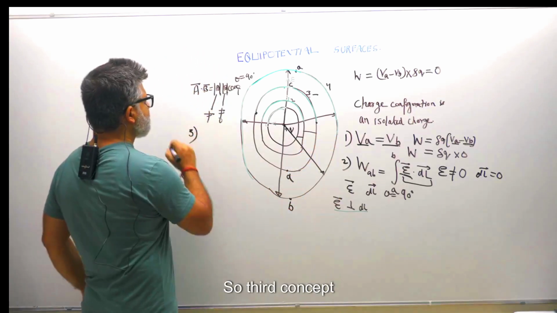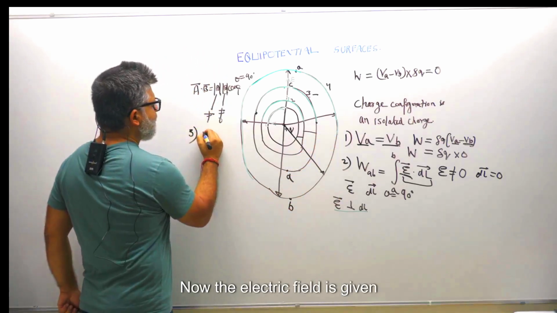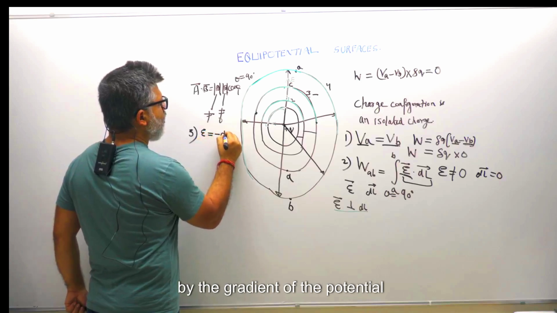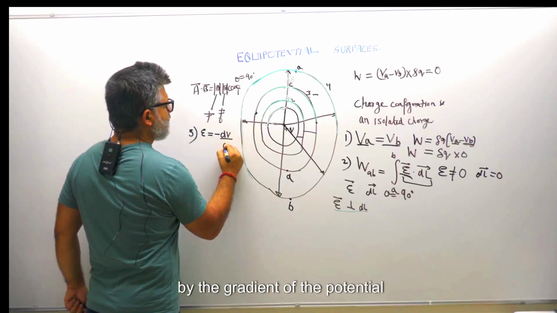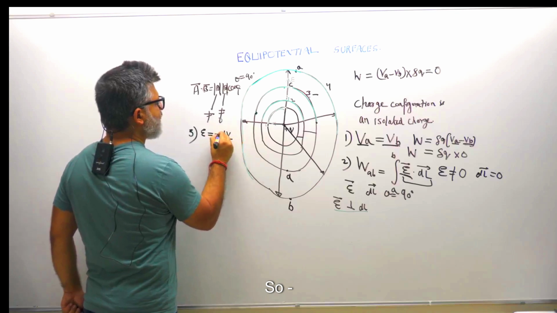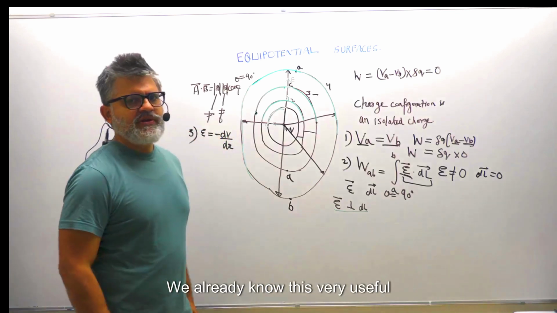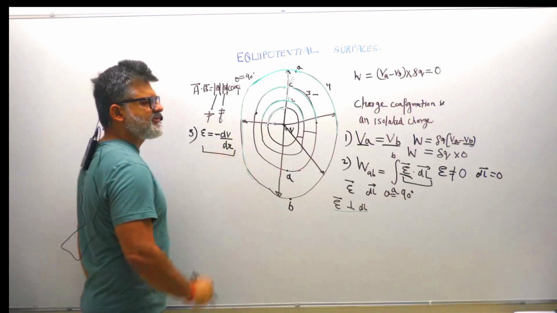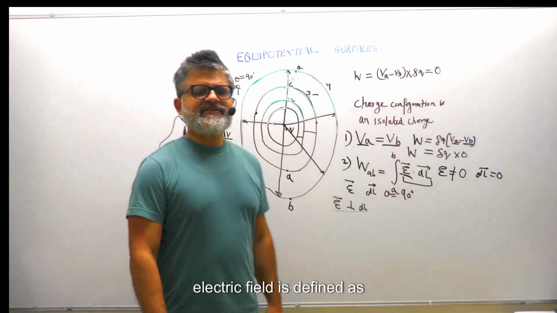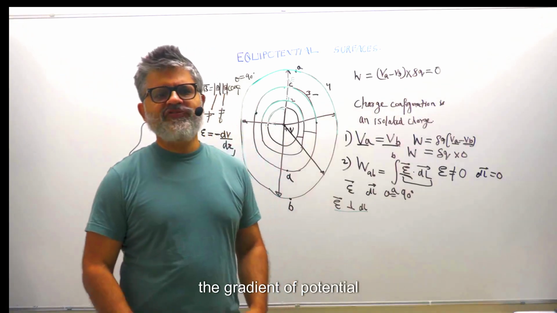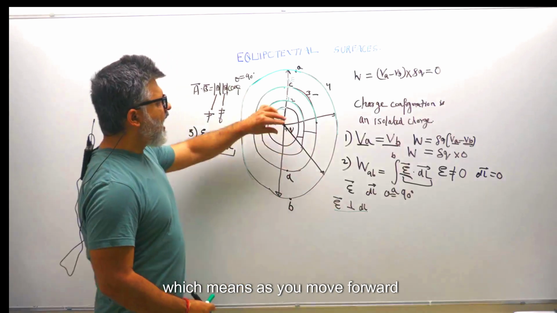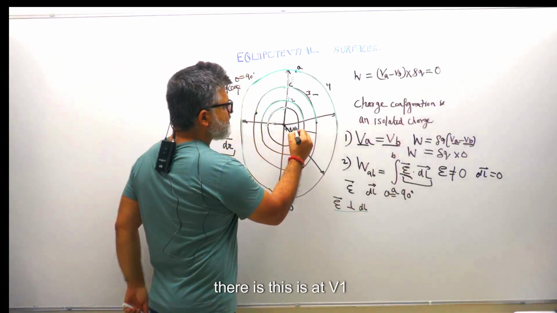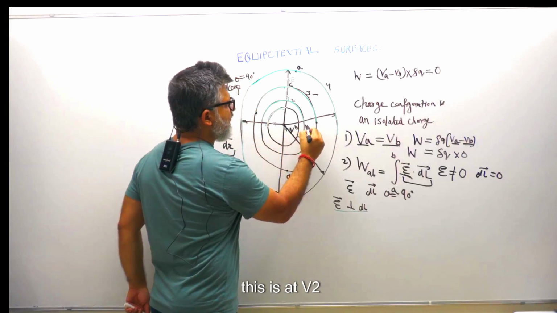So third concept, now the electric field is given by the gradient of the potential, right? So minus sign, we already know this. Very useful expression to solve numericals. Again, electric field is defined as the gradient of potential, which means as you move forward, so for example, this is at V1, this is at V2.